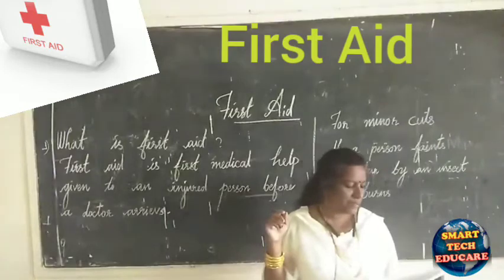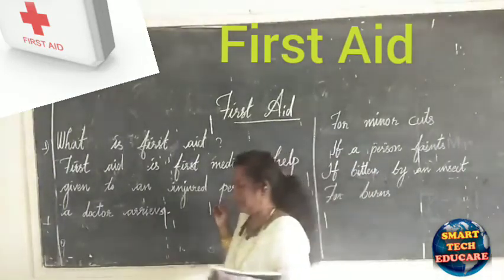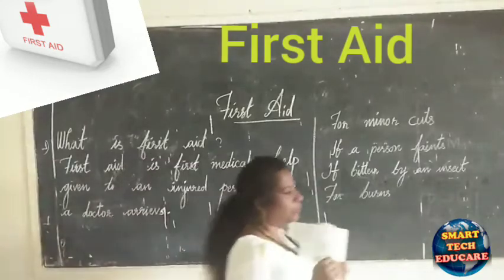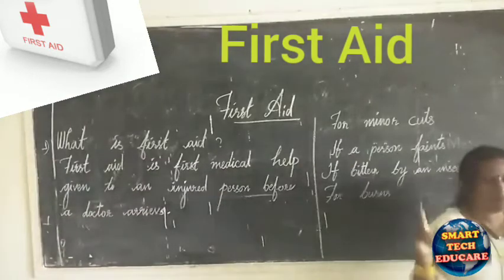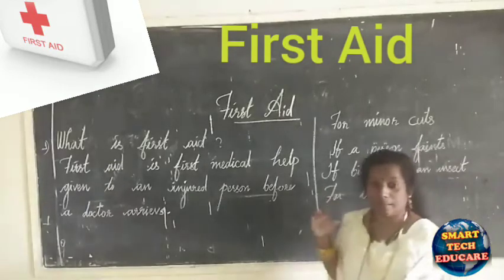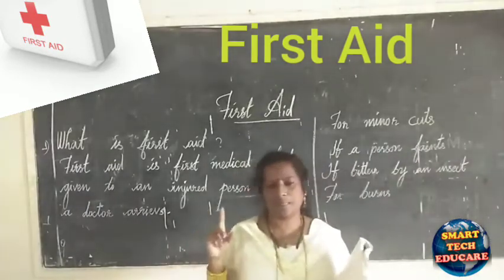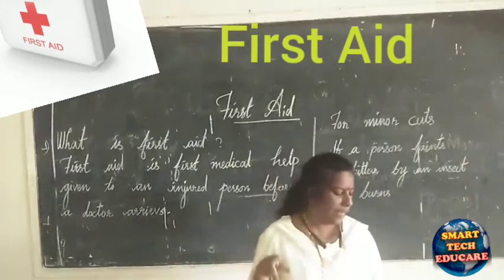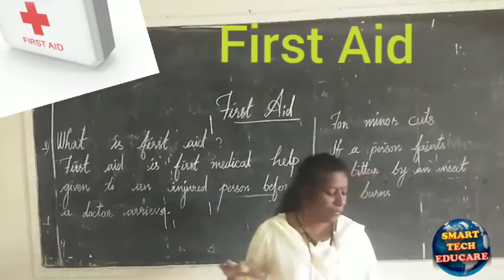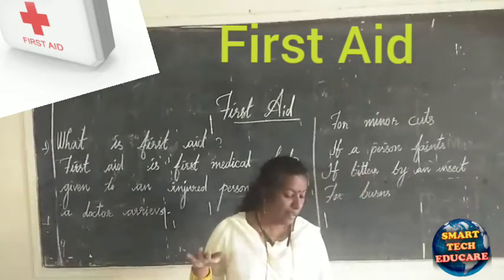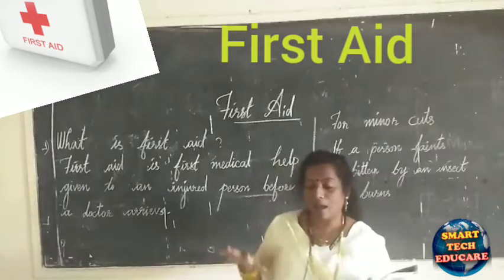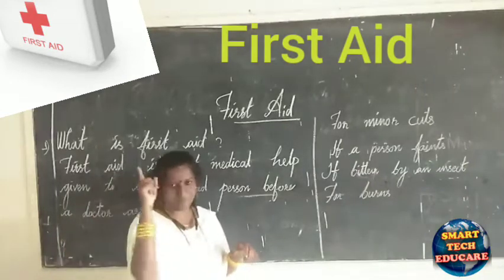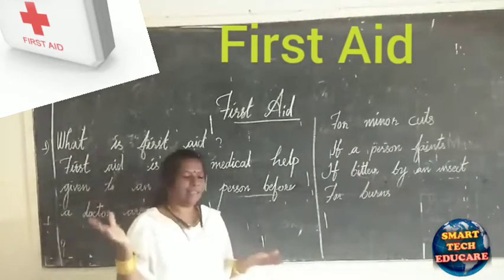If a person faints, what is meant by faint? Getting giddiness or something. Then what should we do? That is the next thing. First we discussed the cut. Next, about fainting. If a person faints, make him lie down with his head at a level lower than the body. What if a person gets giddiness? Then what do we have to do?